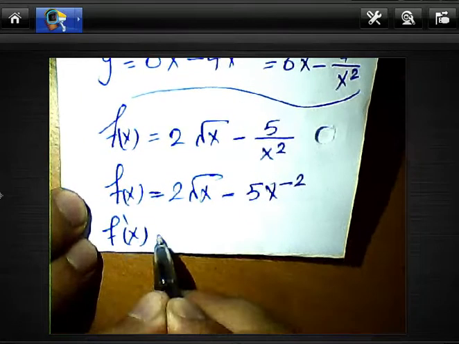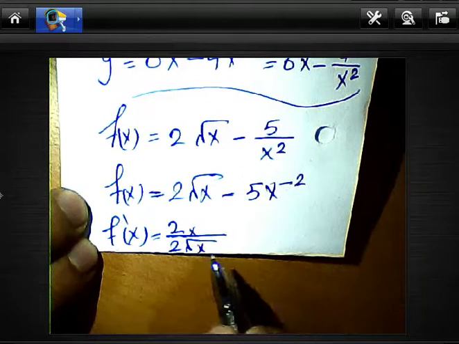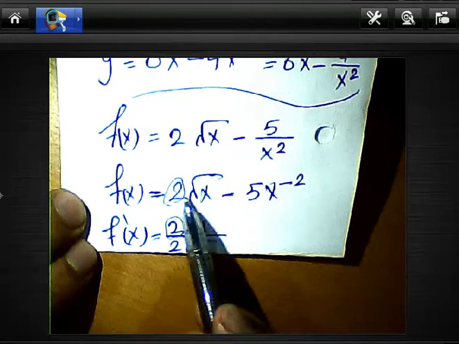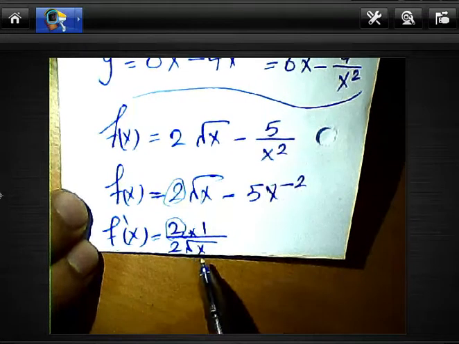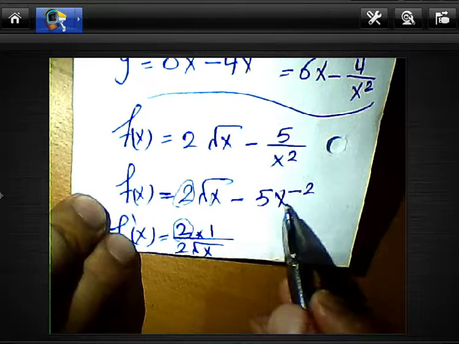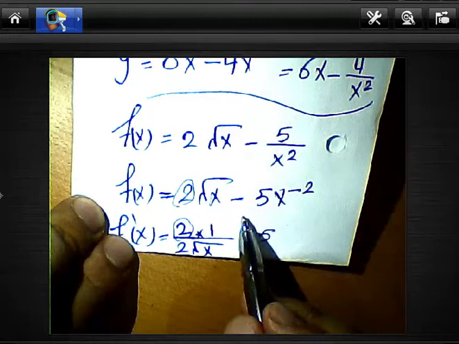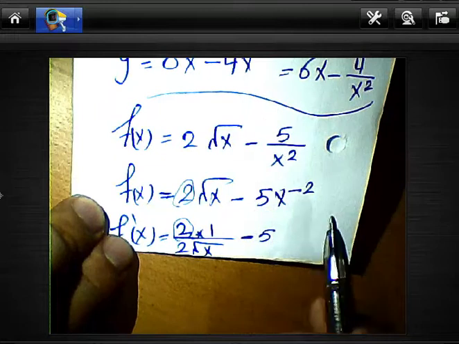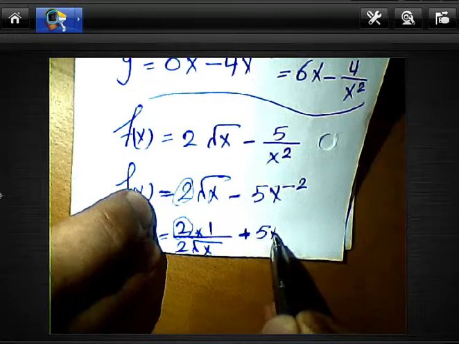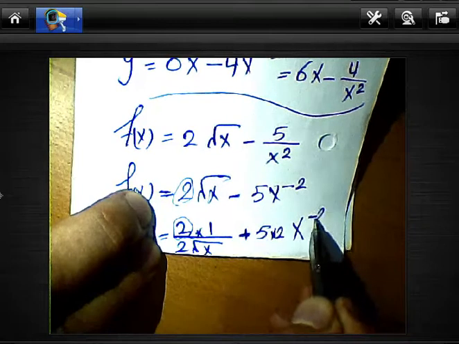F dash of x equals, we can write 2 over 2 multiplied by root of x, multiplied by the derivative of x, which equals 1. Again, we write 2 outside, its coefficient, and write 2 multiplied by this function root x, and the derivative of x equals 1. We find the derivative of the next term, negative 5. We drop this power here and subtract 1 from it. Negative times negative equals positive, multiplied by 2. We drop this power and subtract 1 from negative 2, it will be negative 3.